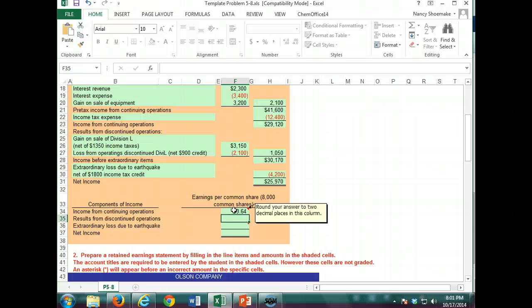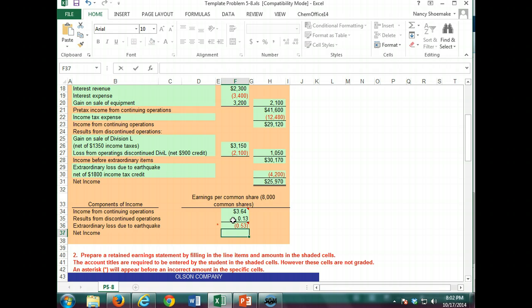discontinued operations. 1,050 divided by 8,000 shares is about 13 cents. And then let's look at our loss. Our $4,200 loss divided by 8,000 shares is $0.53. But that's a minus.